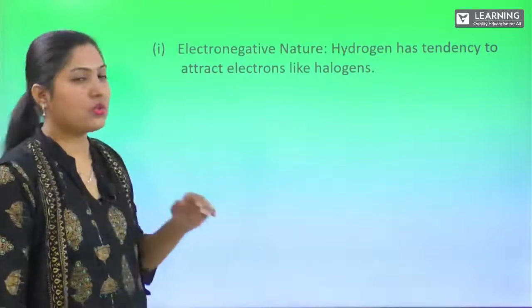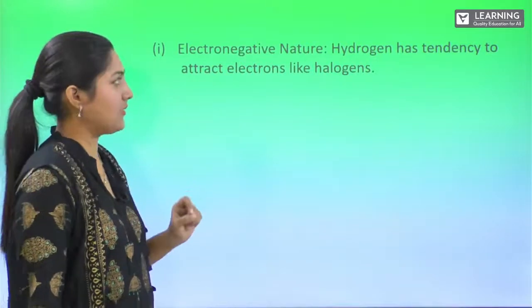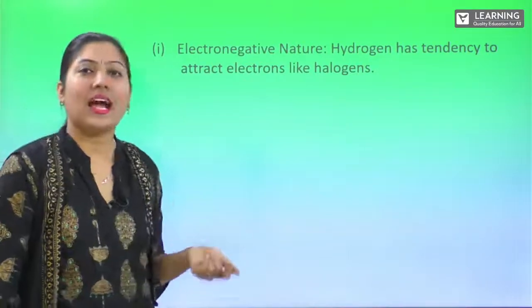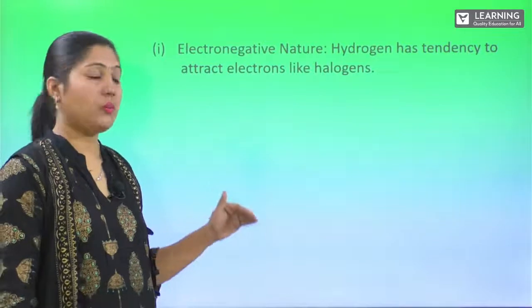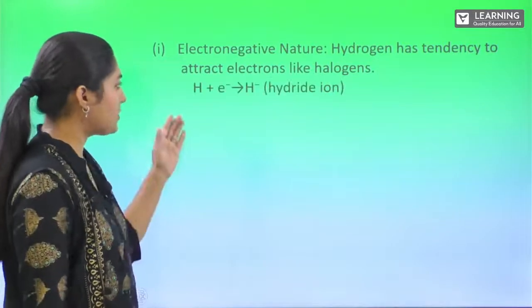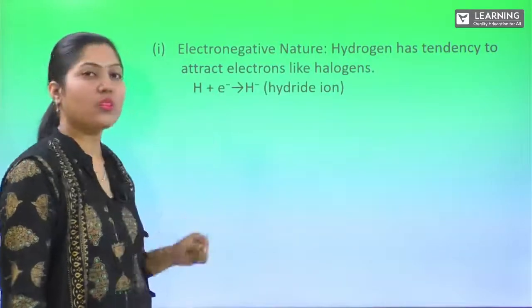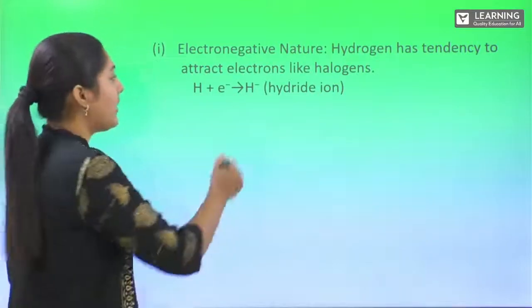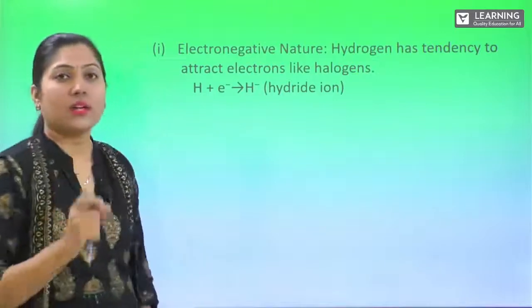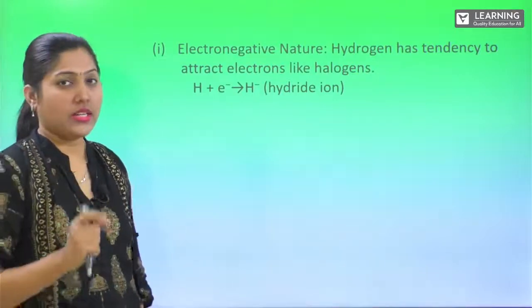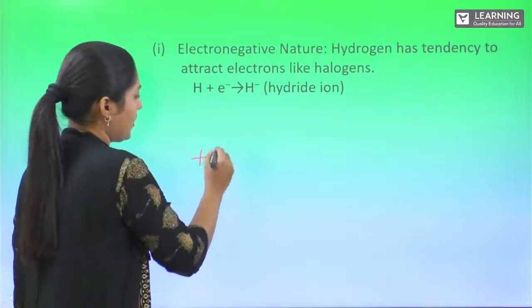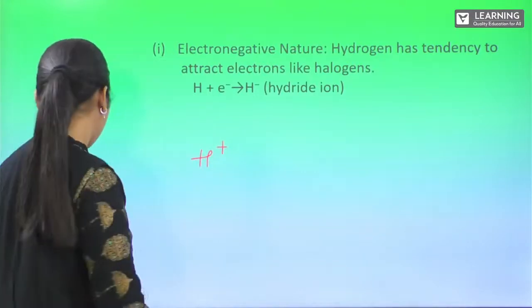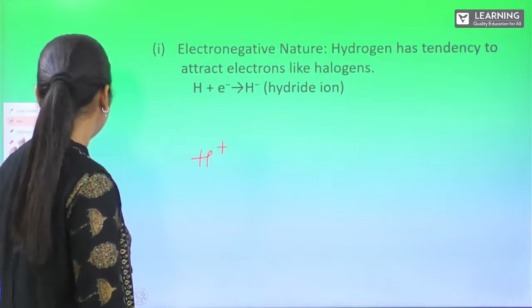So halogens are electronegative in nature. So the nature of hydrogen is similar to that of electronegativity. Hydrogen has a tendency to attract electrons like halogens. So that is also possible. If you see, hydrogen can add up with 1 electron and become hydride ion. Remember, if we have H minus 1, we call it hydride ion. If it is H plus, we call it proton or hydronium ion, hydrogen ion.